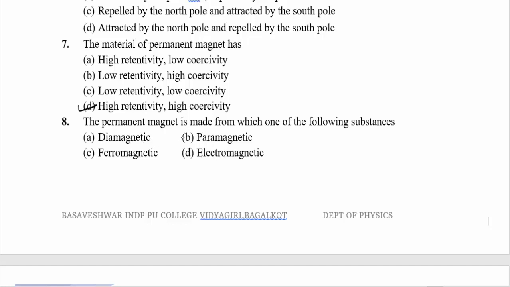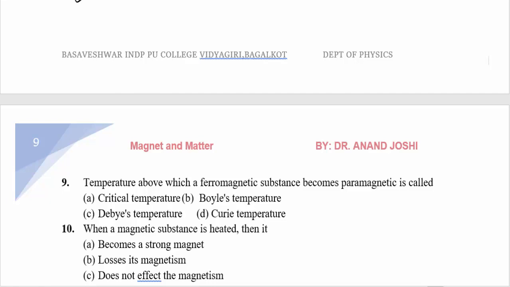Okay, eighth one. A permanent magnet is made from which of the following substances? Permanent magnets are always made of ferromagnetic materials. Not diamagnetic, not paramagnetic. Permanent magnets are made up of ferromagnetic materials. So next question.